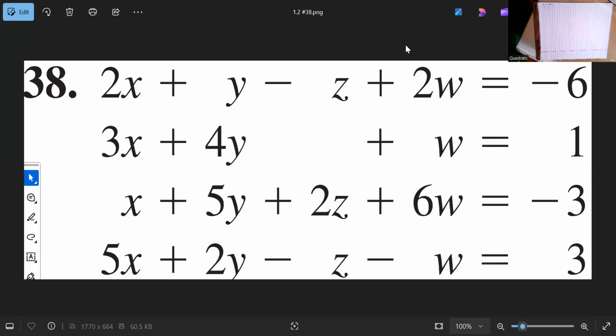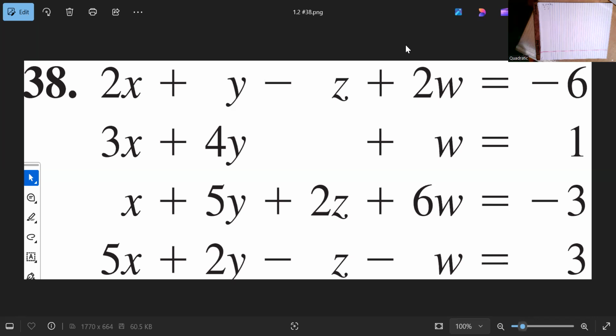Hi, everybody. So we're doing section 1.2, problem number 38. First, let me do a couple things to this. I'm going to turn this system of equations into a matrix. Obviously, we want to solve the system. We'll see if we get it.